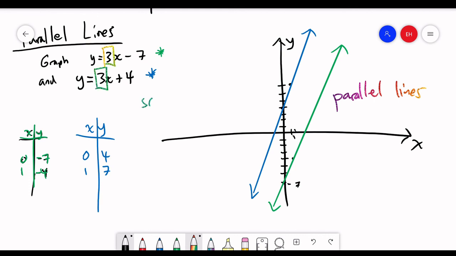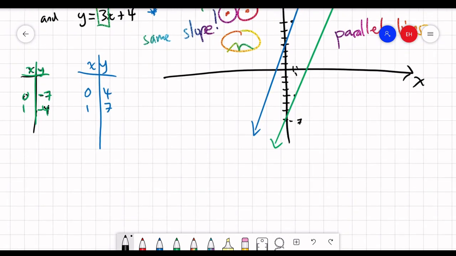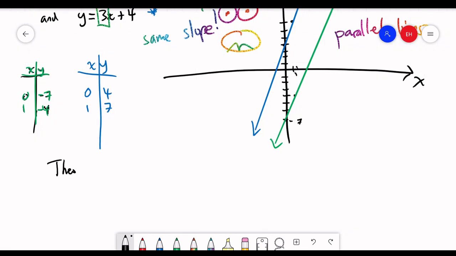One thing to notice is if we look at the slope of both these lines, the slope is 3 for both, right? And it's not a coincidence. If you have the same slope, guess what? You are parallel lines. Because if you think about it, if you have the same slope, that means you're increasing at the same rate. So that's something to keep track of. That's something that can be handy just to know.